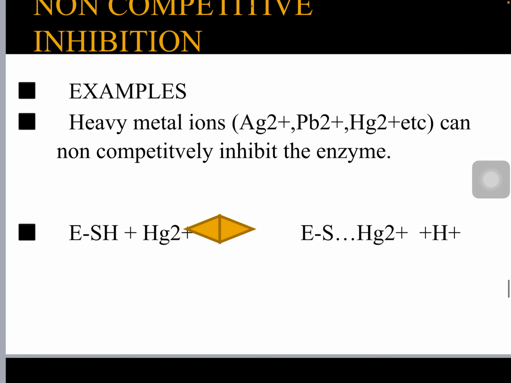If you consider non-competitive inhibition, there is heavy metal poisoning. Heavy metals are considered classical examples of non-competitive inhibitors. Consider mercury, lead, arsenate. All of these are considered to be non-competitive inhibitors.